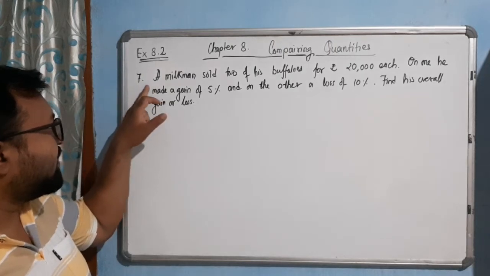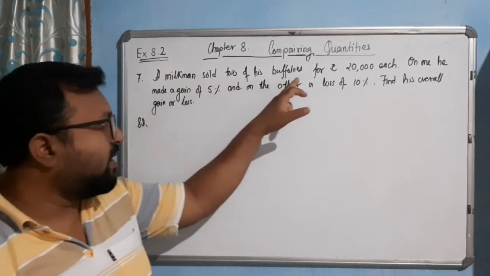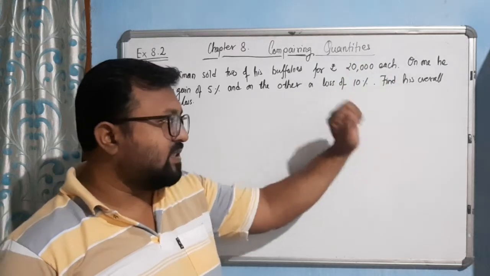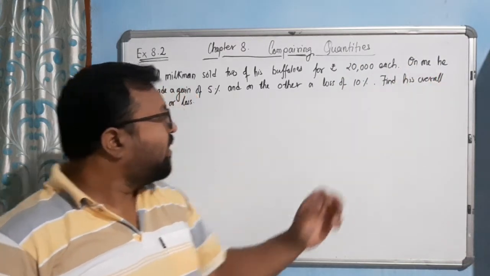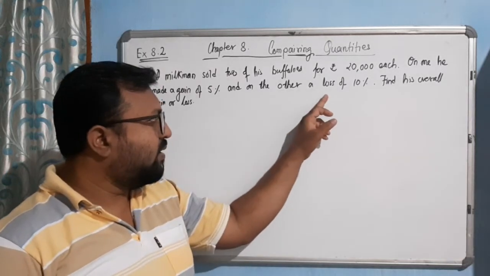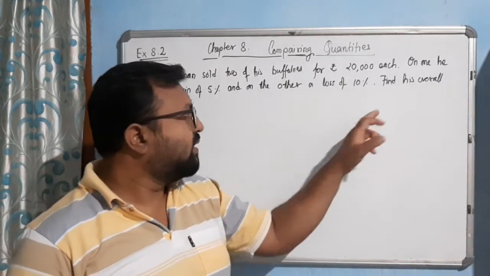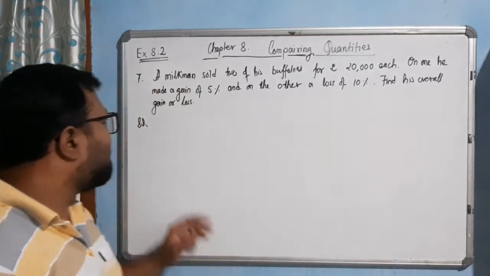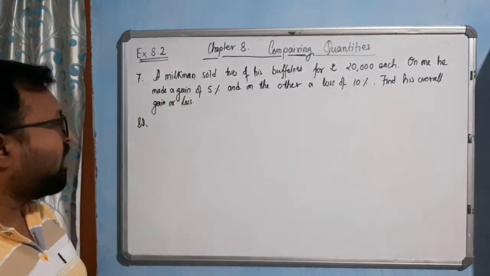Question number 7 says that a milkman sold two of his buffaloes for rupees 20,000 each. On one, he made a gain of 5%. On the other, he made a loss of 10%. Find his overall gain or loss.